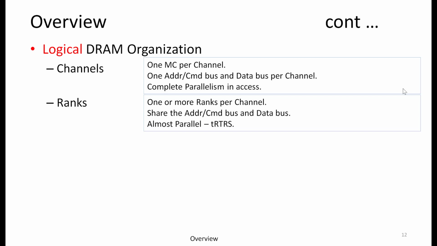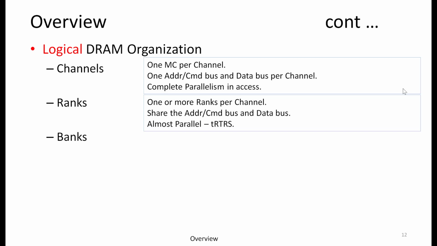Typically 1 to 4 ranks are common. All these ranks share the address bus and the data bus. Now if you want to access two ranks back to back, then we need to space them out by TRTRS timing. We are going to look at it in the next few classes. TRTRS stands for rank to rank switching delay.